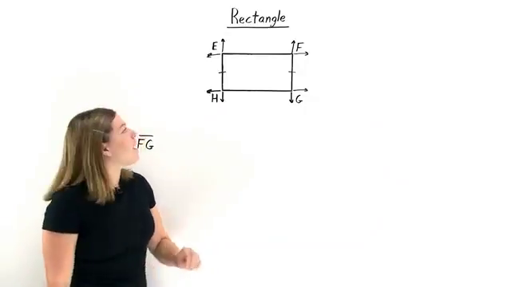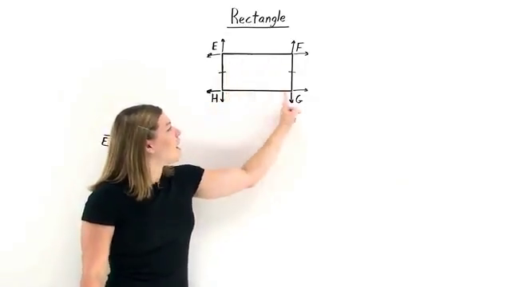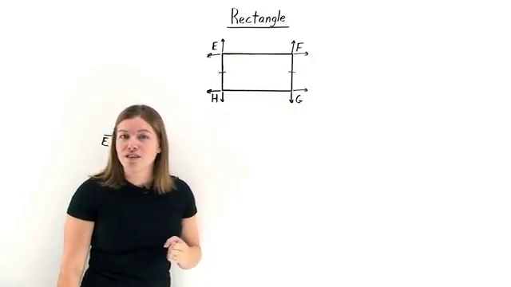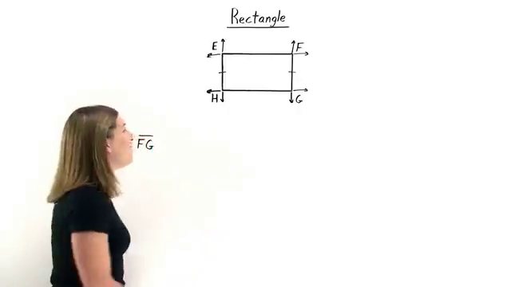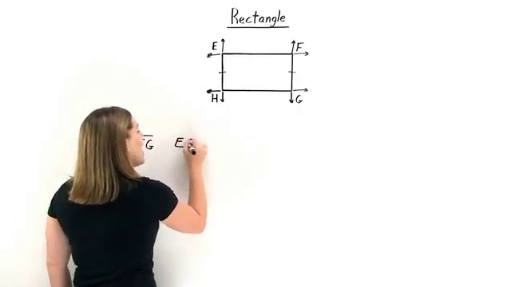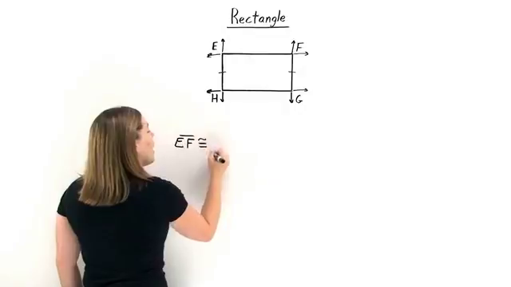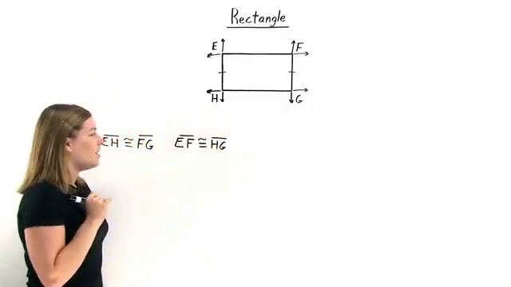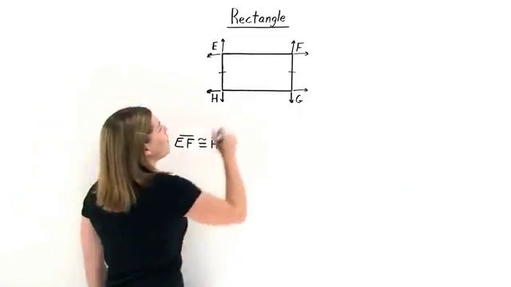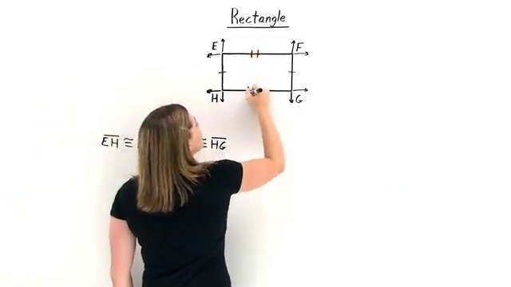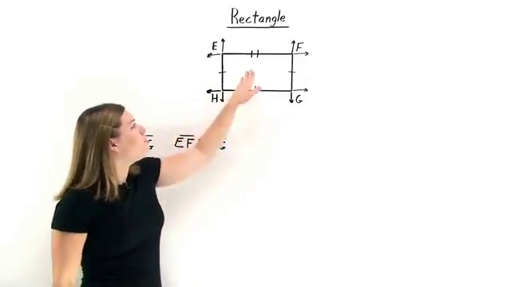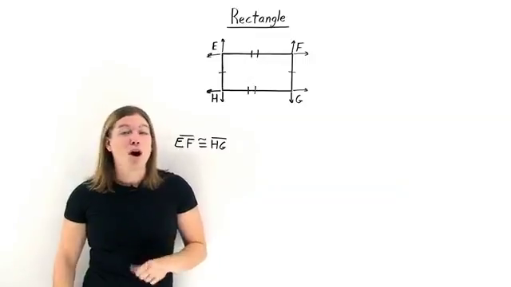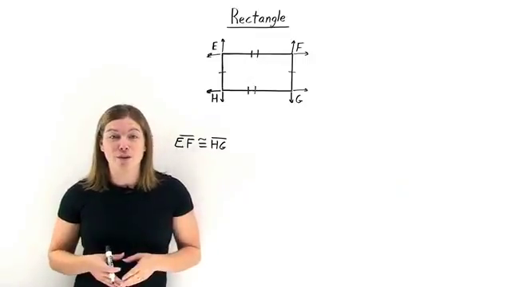Now let's look at our other sides. This side and this side. We know that they're parallel to one another, but they also look like they're the same length. And in fact, they are. Here, side EF is the same length or congruent to side HG. And if we want to indicate that on our figure, we can draw 2 marks, just like this. These 2 marks indicate that those 2 sides are the same length. So, our opposite sides are parallel and congruent.